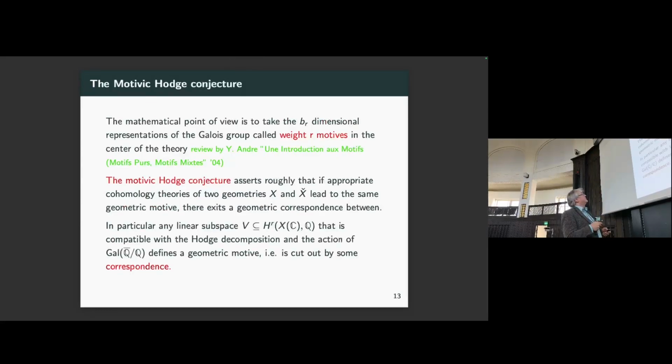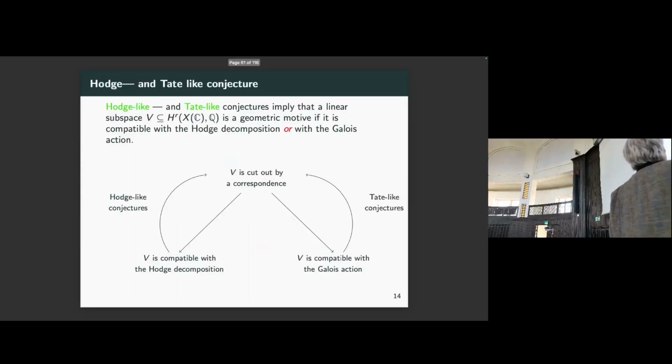And if there is, for instance, a linear subspace here that is compatible with the Hodge structure and the Galois group, then it should be cut out by the correspondence. You will realize that this is basically a version of the Hodge conjecture. So if you have the Hodge conjecture, you have your middle cohomology, and now you assign (p,q) values to this middle cohomology, then the Hodge conjecture says, if you do that for a certain complex structure, then there should be an algebraic cycle that corresponds to that. The same conjecture was made by Tate.